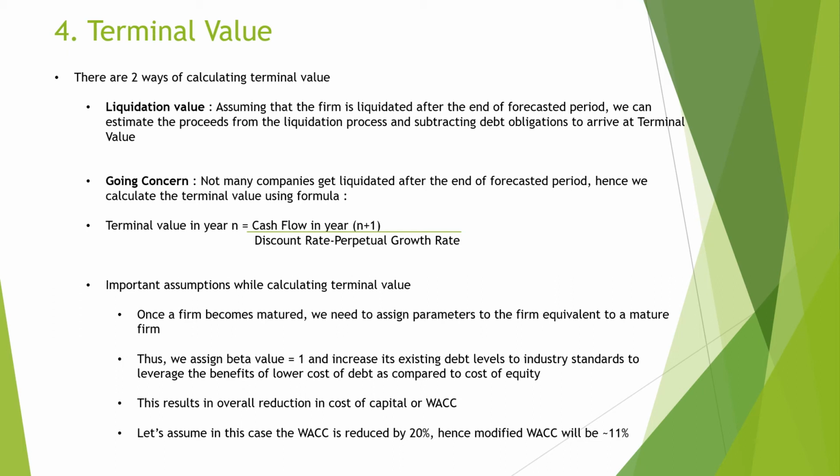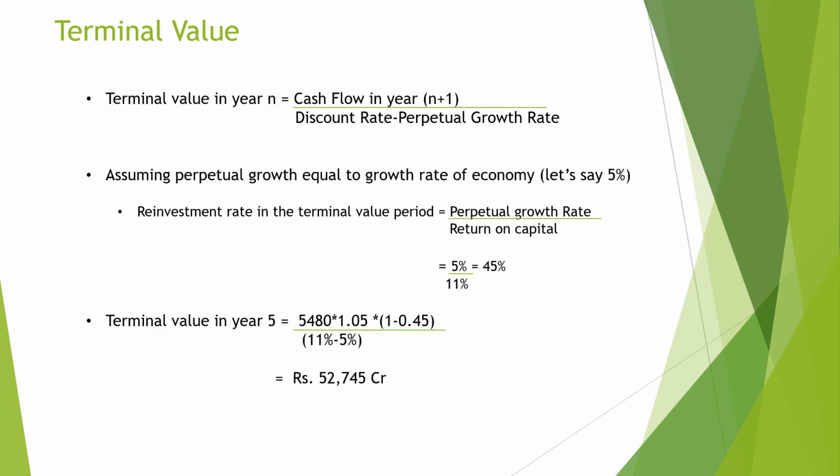For example, in this case we have tried to reduce the WACC by 20% by increasing debt and assigning a beta value of 1, right? This has resulted in the WACC of the company being reduced by 20%. So if I reduce 13.72 by 20%, we get a modified WACC for the terminal period to the tune of 11%. As per the formula we were discussing, the terminal value at the end of year n can be calculated by cash flow in year n plus 1 divided by the discount rate minus the perpetual growth rate. So we know the discount rate.